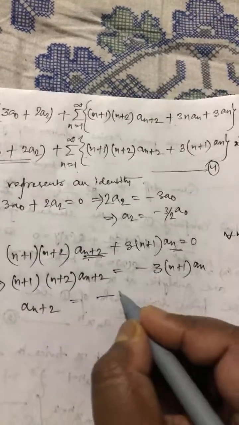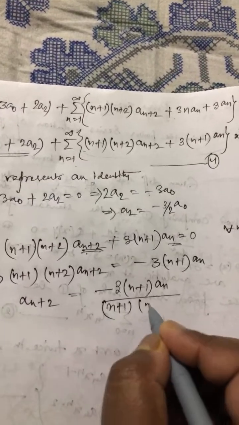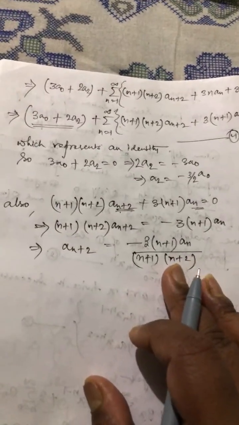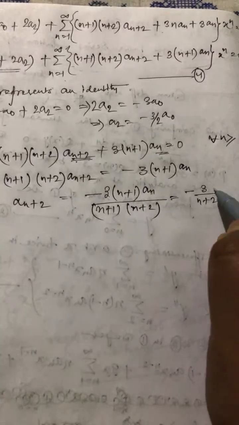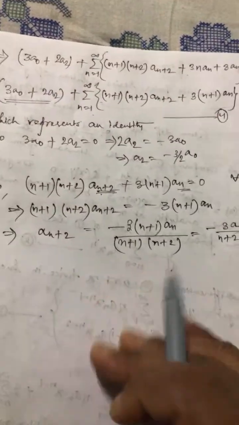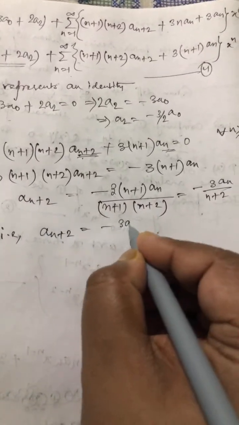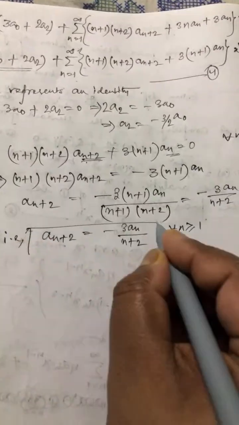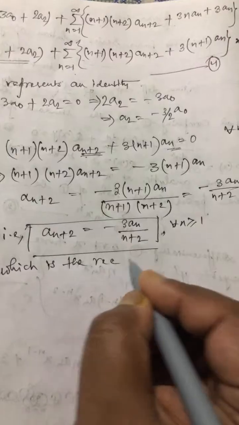Automatically you will see we will have this type of expression. If we have this type of expression, then n plus 1 will be cancelled. So a n plus 2 equals minus 3 by n plus 2 into n a n, and this is true for all n greater or equal 1. And you can understand this relation is nothing but the recurrence relation for all n greater or equal 1.